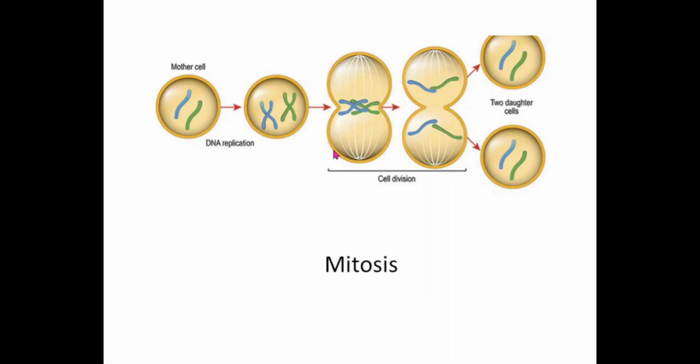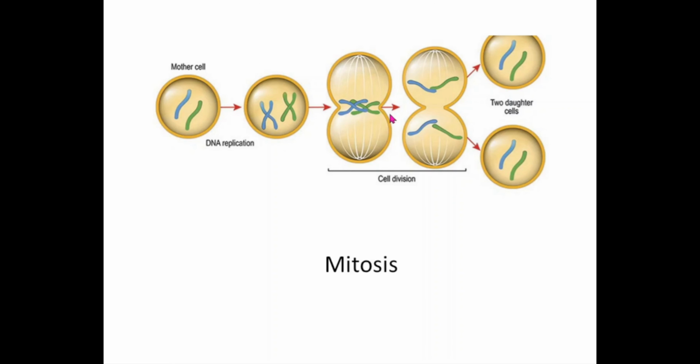So this is mitosis. Here is a mother cell. There will be DNA replication. Before this cell is divided into two, there will be division of the genetic material of that cell. Okay? So DNA replication is here. This chromosome is dividing.